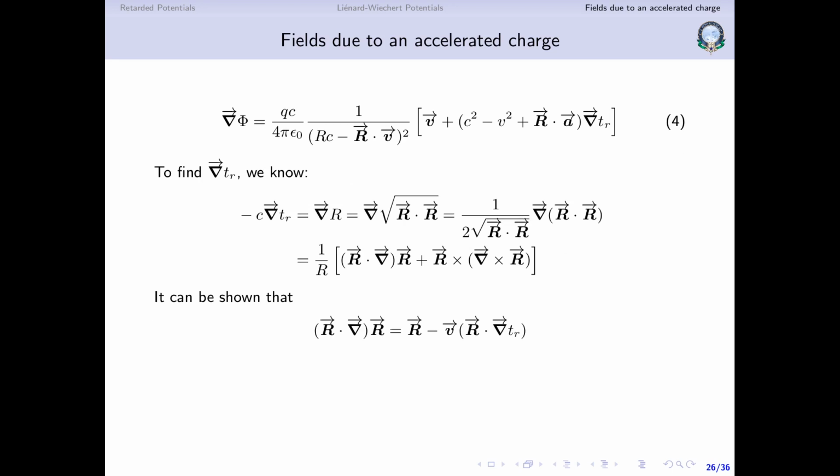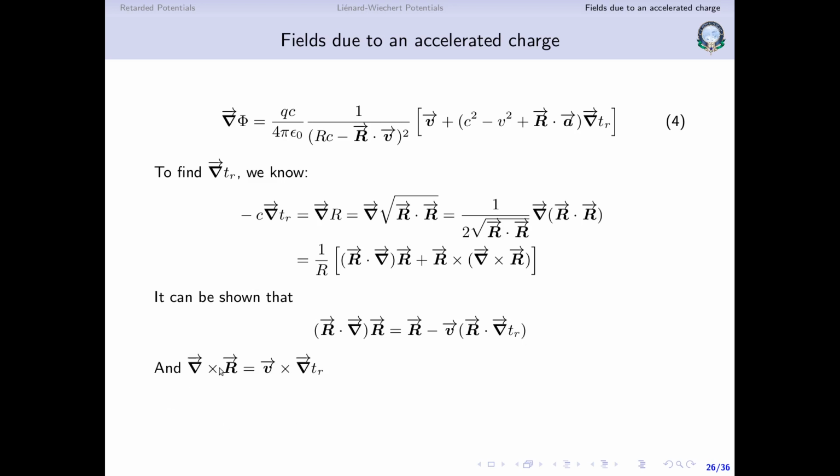So r dot del into r is equal to r minus v into r dot gradient of tr. Of course this v came because we had differentiated that r over there. So we had differentiated w, and from there we got this v. So r minus v into r dot gradient of tr. You can go back to that particular result and verify in a similar way that this is indeed going to be the case. It's a very straightforward derivation.